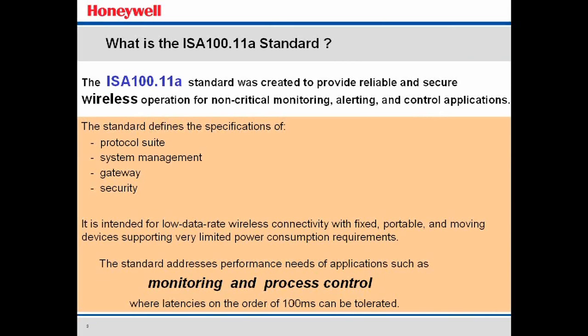So it addresses the performance needs of applications for monitoring and control, where latencies on the order of 100 milliseconds can be tolerated. I'm going to talk about latency as we go forward as well. Latency is the time it takes from the time the data leaves the transmitter in the field to the time it's displayed at the DCS. So as it relates to control, latency is a very big deal.